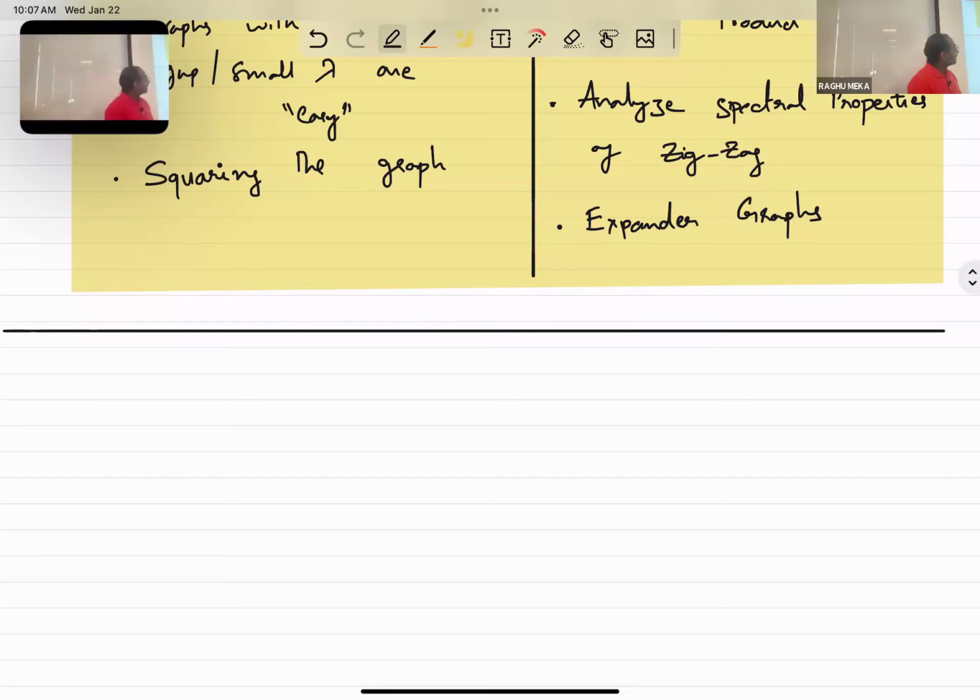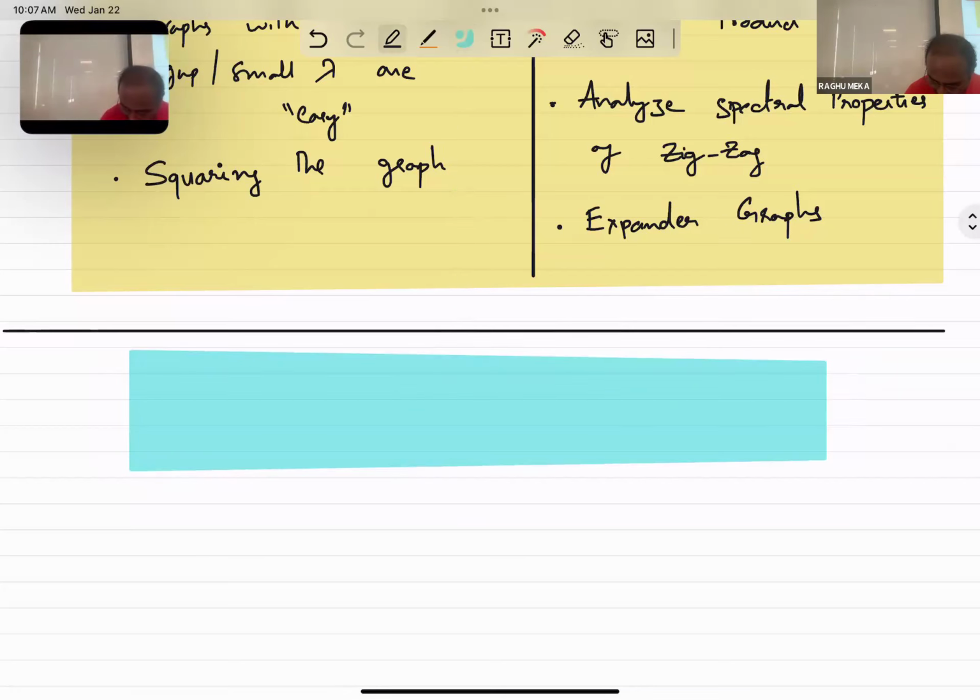Okay. So the definition will be somewhat, this color always gets me. I think I showed it to you.